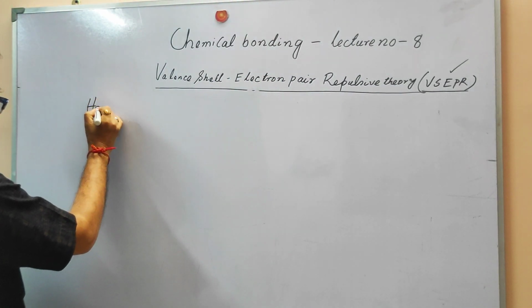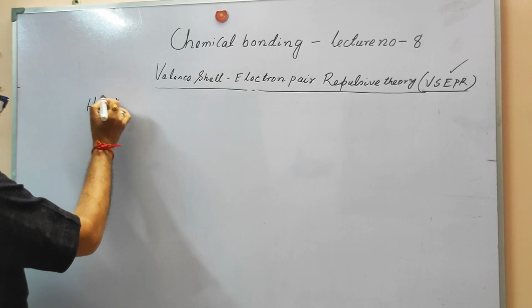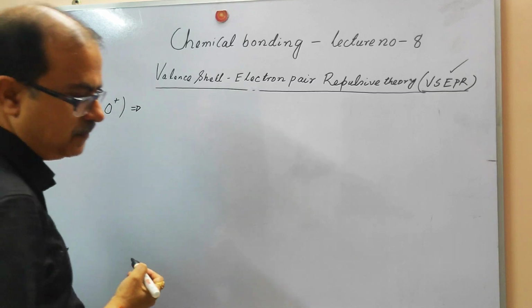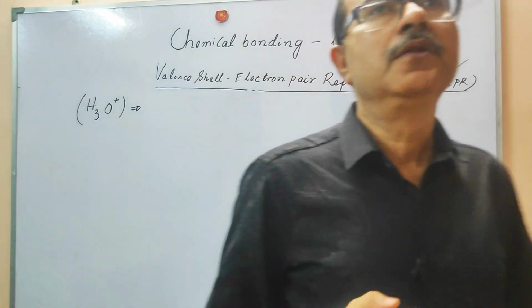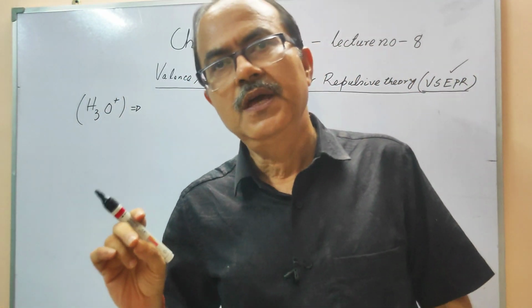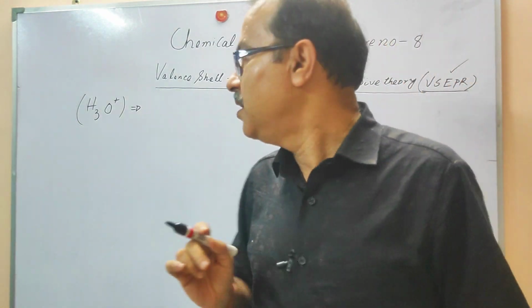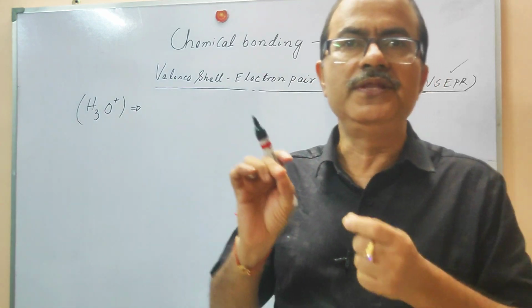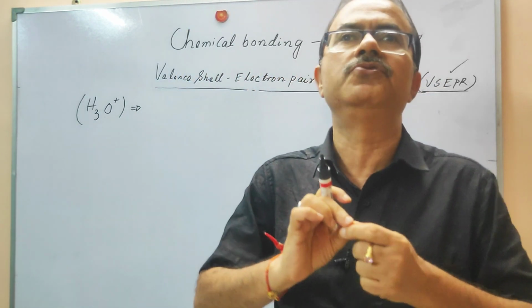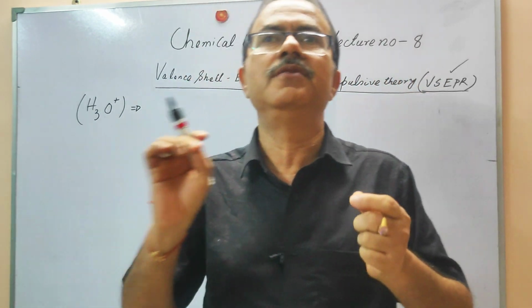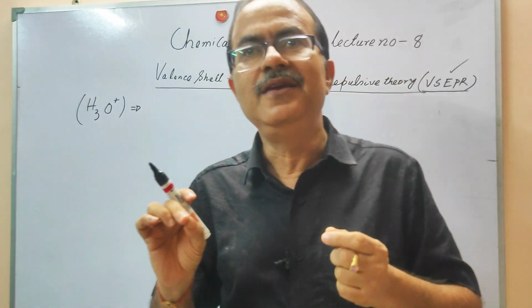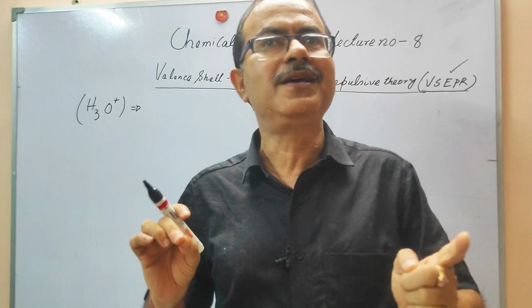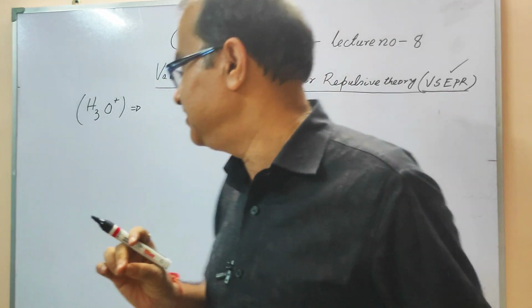Suppose you have been given the hydronium ion; tell the shape of this molecule. At that time what will we do? You need to have the information of which type of molecule it is. If it is AB2, then it will be linear. If it is AB3, then it is trigonal planar. If it is AB2L, it will be V shape. You first have to identify which type of molecule it is.